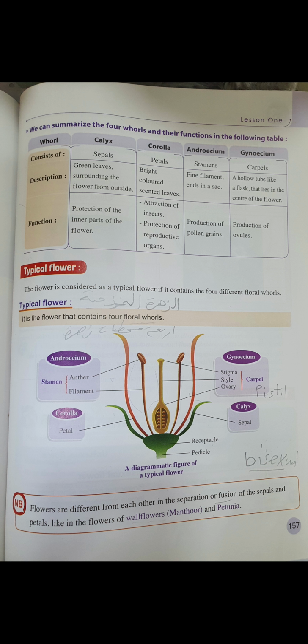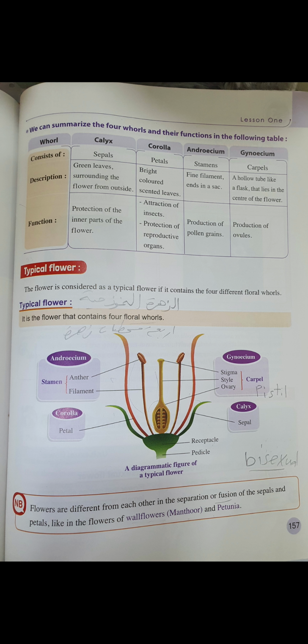The typical flower. The flower that consists of 4 whorls is called a typical flower. The typical flower has all floral whorls: calyx, corolla, androecium, and gynoecium. So the typical flower is a bisexual flower or hermaphrodite flower.